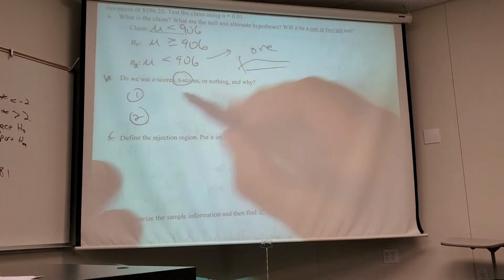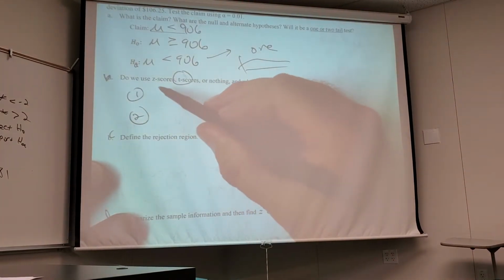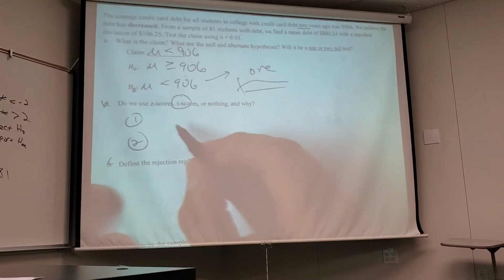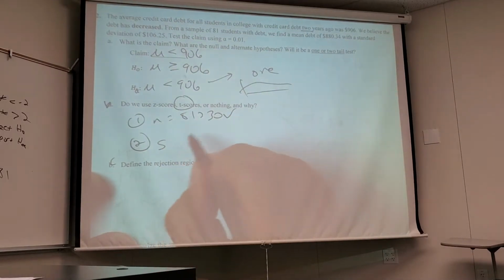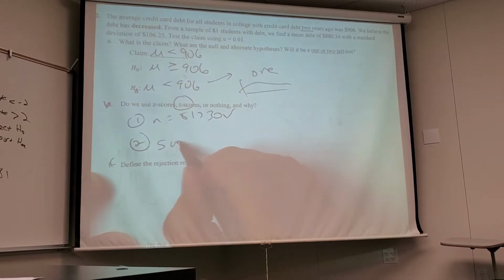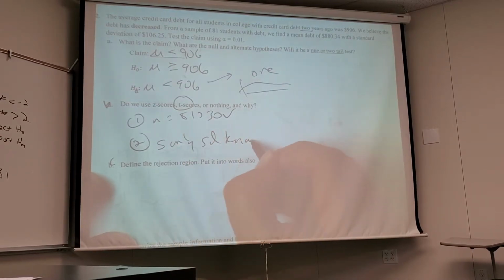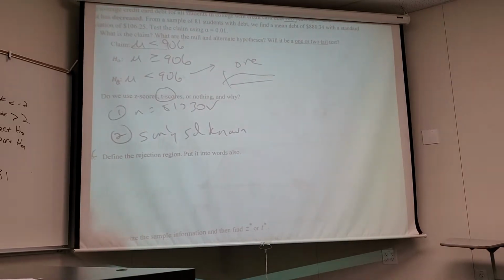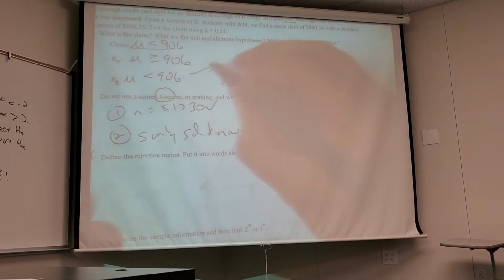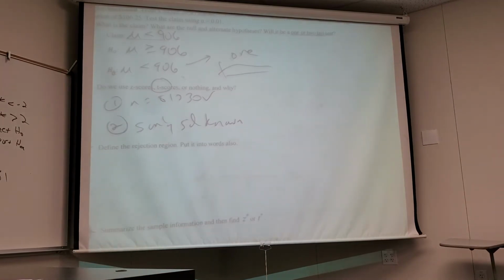Okay. Do we use Z or T? Why do we use T scores? Two things. It's greater than 30. Yeah, N is 81, greater than 30. And the S is in. S is the only thing known. Or you just say sigma unknown. Only the sample standard deviation S is known, so I have to use T scores.